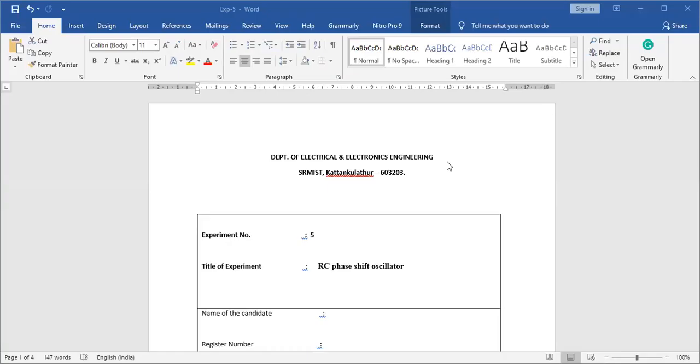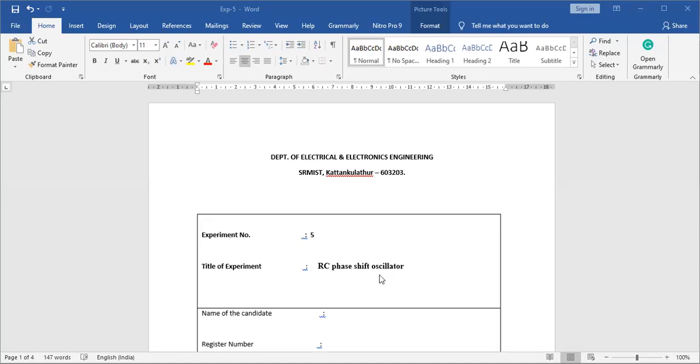Dear student, experiment number 5 is the RC phase shift oscillator. You know that an oscillator means you are providing positive feedback. There is no AC input. Without an AC input, it generates an AC output signal with the help of the bias voltage.